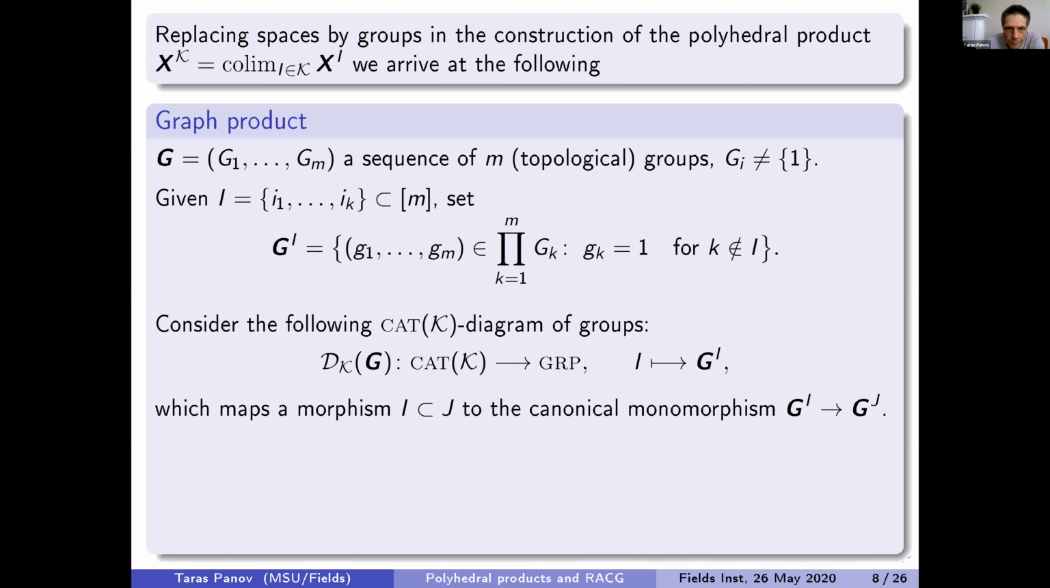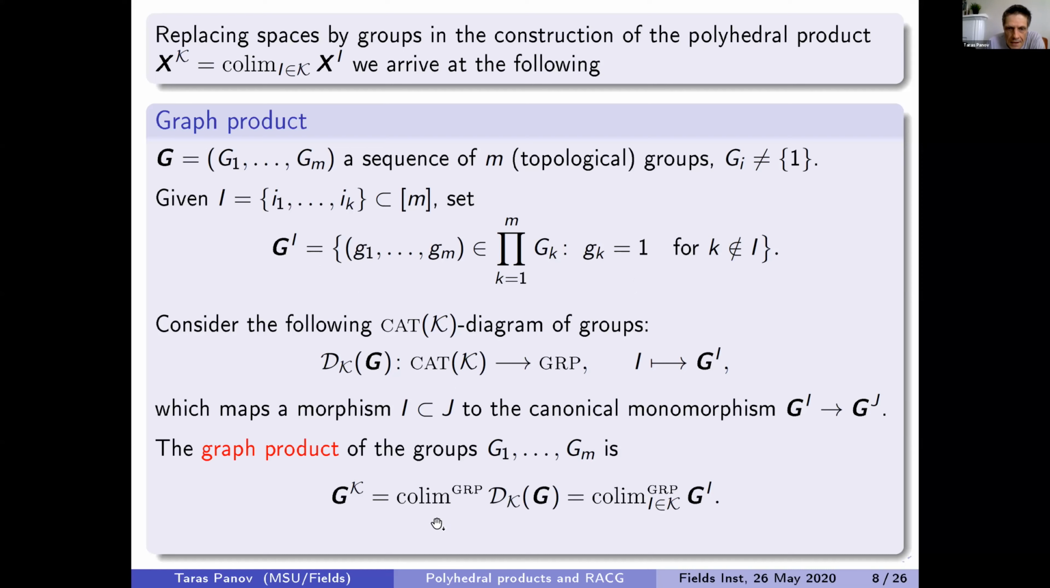But now the colimit is taken in the category of groups or in the category of topological groups rather than spaces, and that's a very different object. It uses the coproduct, which is a free product, whereas in topological spaces, the coproduct is a wedge. But it's the same sort of formula, and it's called the graph product of groups.